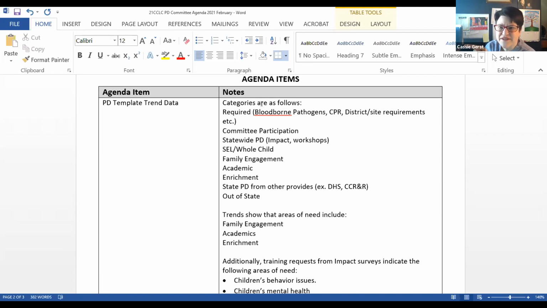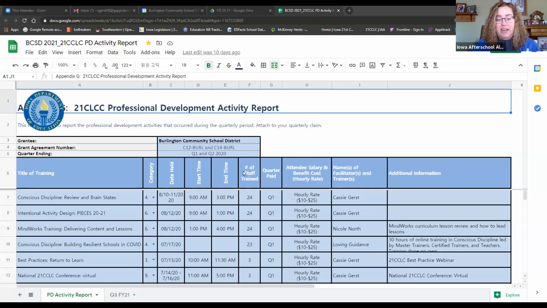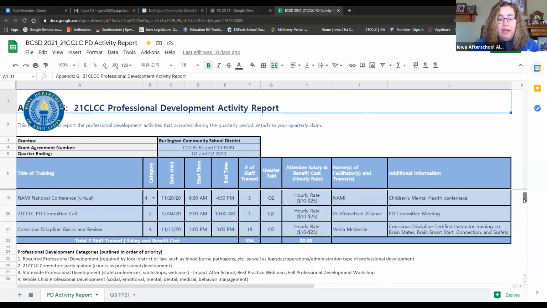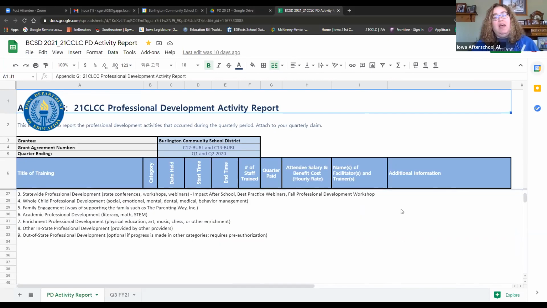Can I pull the quarterly template up? So if you stop sharing, I'll share. Yeah, that'll be fine. And then as you talk, I will manipulate this. Absolutely. All right. So Cassie's got that up. So yes, we do have the categories. Now let me grab my notes here.